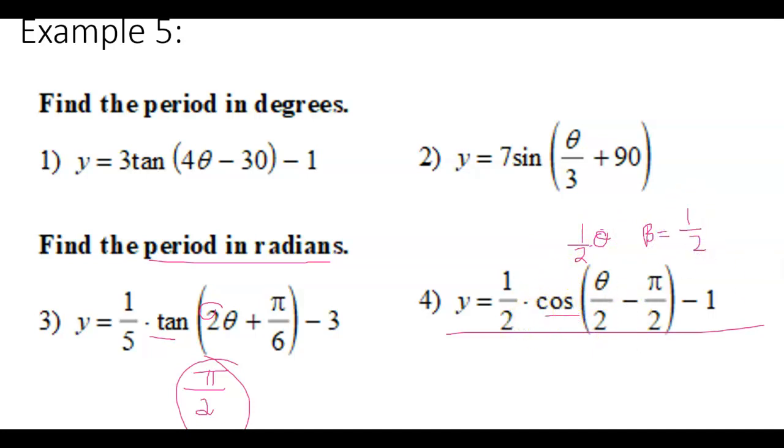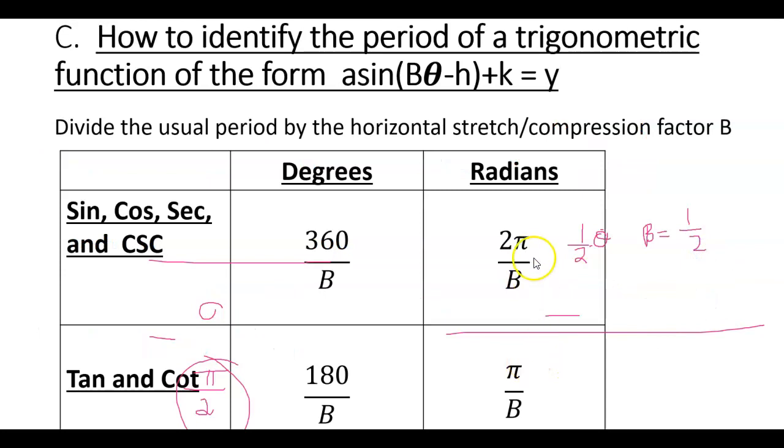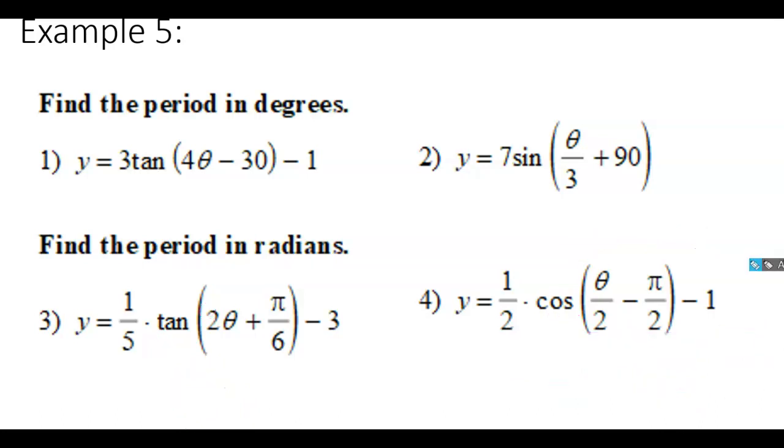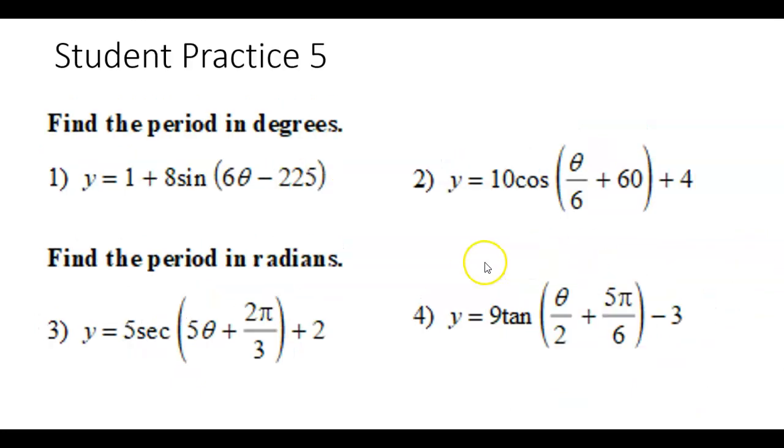Now, cosine usually has a period of 2 pi when you're dealing in radians. So I'm going to take 2 pi, and I'm dividing it by the b value, which is 1/2. So I'm going to multiply the top and the bottom by 2, which gives me 4 pi. Okay, so that's how you can find the period of functions in radians and degrees.